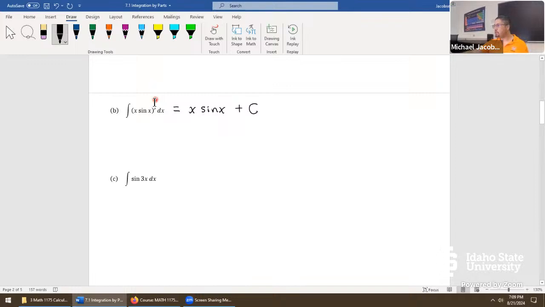Not necessarily. If you did the product rule, your whole integrand would just turn into something along the lines of sine x plus x cosine x, and then you just have to integrate that. But then your x cosine x integral, that's a whole integration by parts just on it in and of itself.